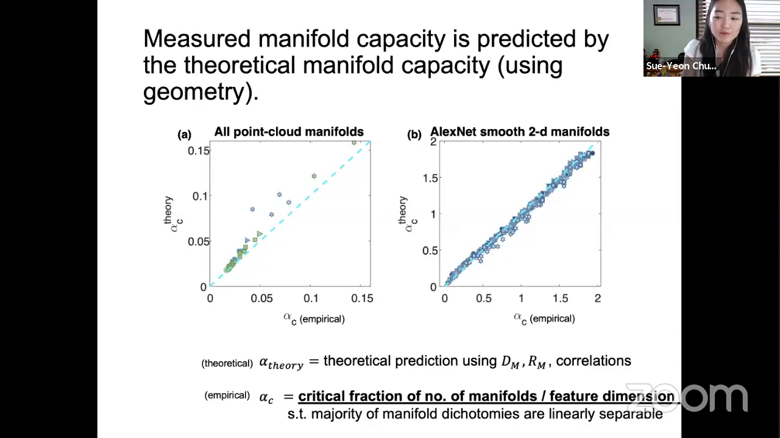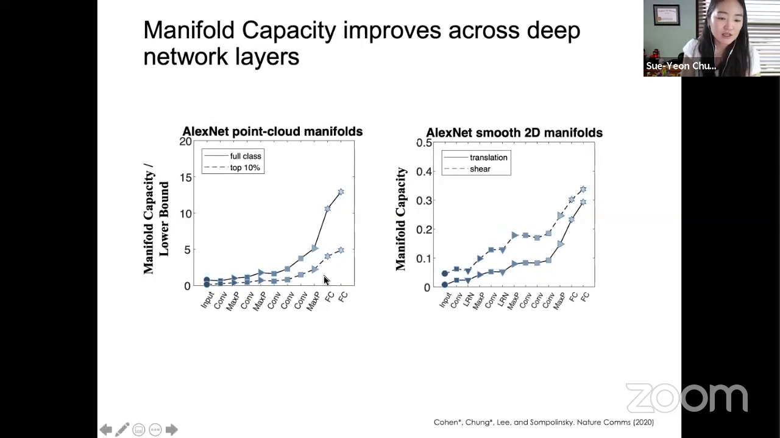So first, before going to the geometry, I wanted to also mention that the theoretical capacity that we get from this replica theory matches the empirical manifold capacity pretty well. So that's one thing that we want to just show at least. And you can then see how the manifold capacities are changing across the layers of these deep networks. And so here it's an AlexNet, and you can see that they improve across the layers of the deep network representations. So left is point cloud manifold and right is smooth manifold, and they both improve.